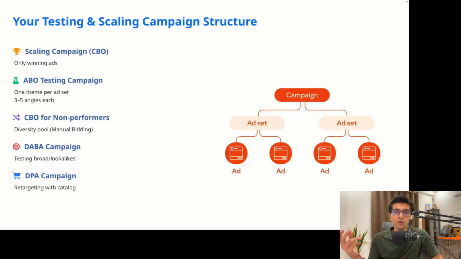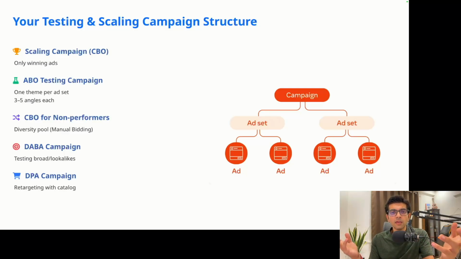Then CBO for non-performers. Once we have the testing campaign, there will be certain creatives that will win and many more that won't win, right? So instead of letting those non-winning creatives go, I create a campaign, like an Advantage+ campaign, for the non-performers, right? And I usually put it on manual bidding. I can put a cost cap or a bid cap over there at the minimum threshold that I am happy with.